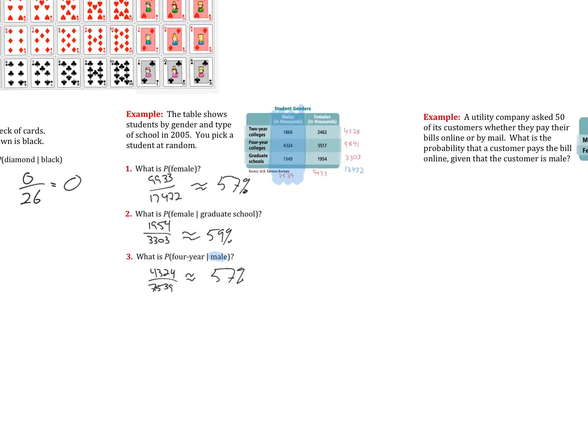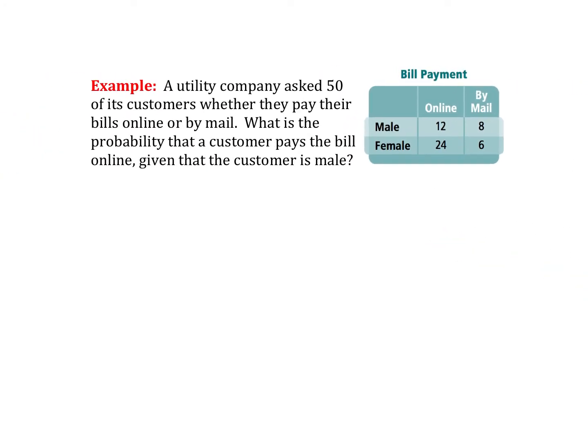All right, next one. A utility company asks 50 of its customers. Well, this is kind of nice. They tell us the total. So we have 50 total customers.